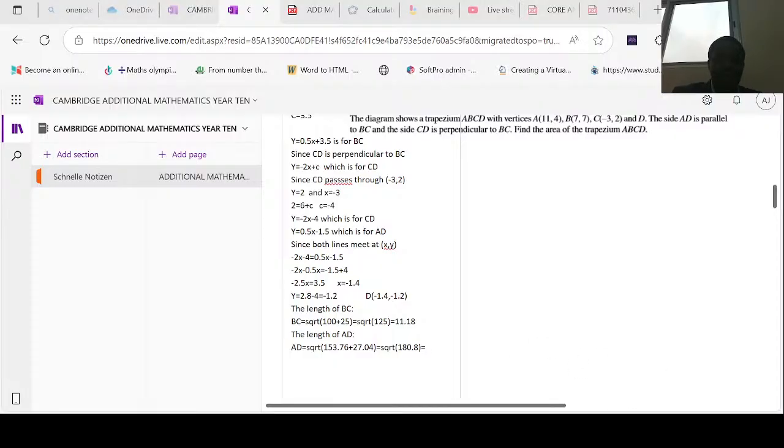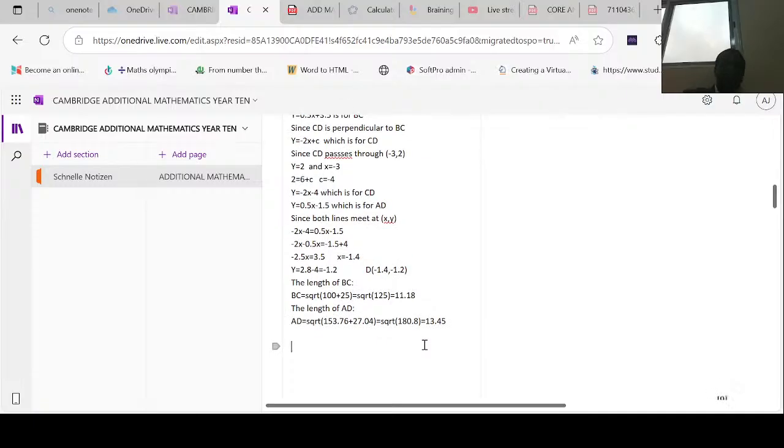This one doesn't have a square root. Okay, it has 13.45. Do you confirm that? So 13.45.